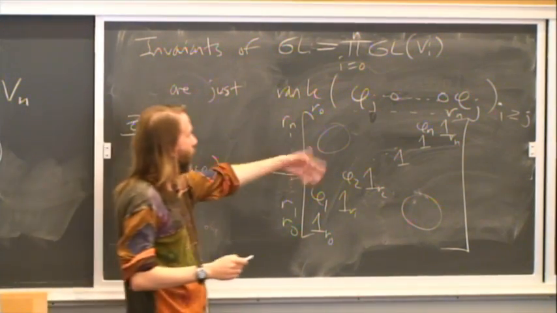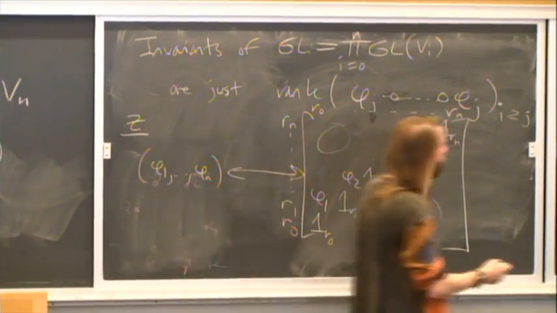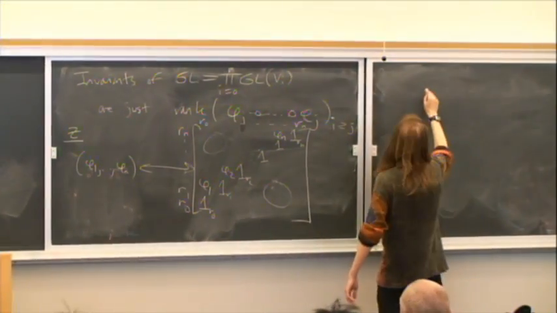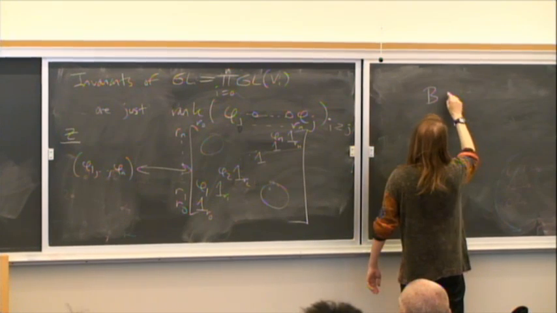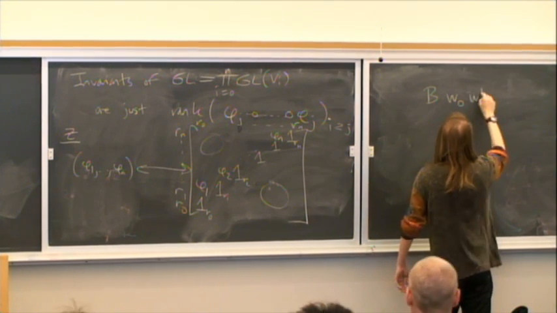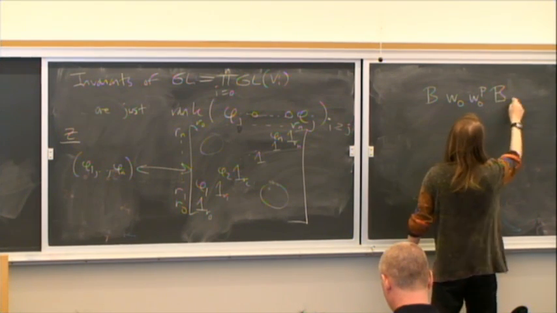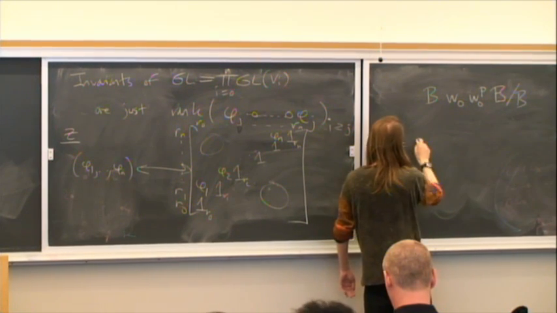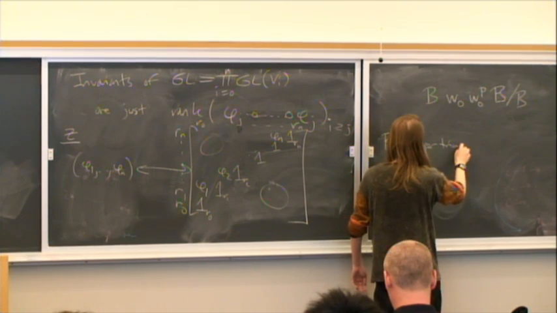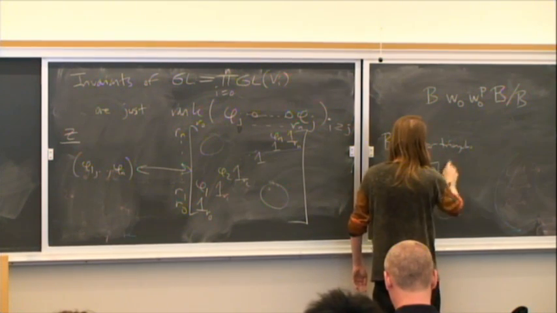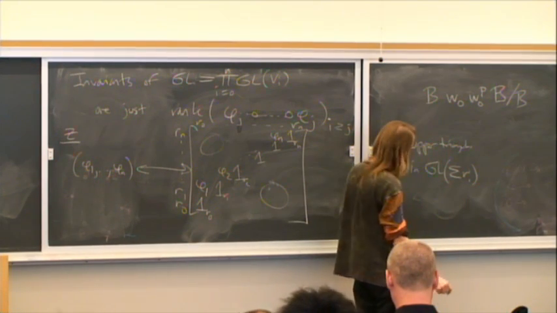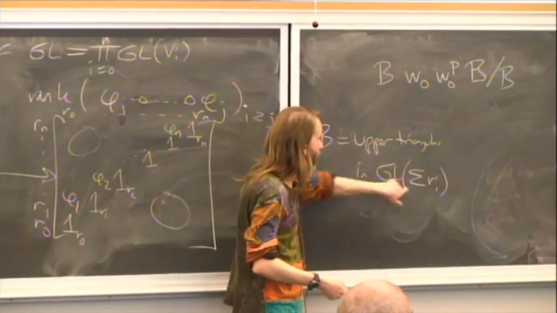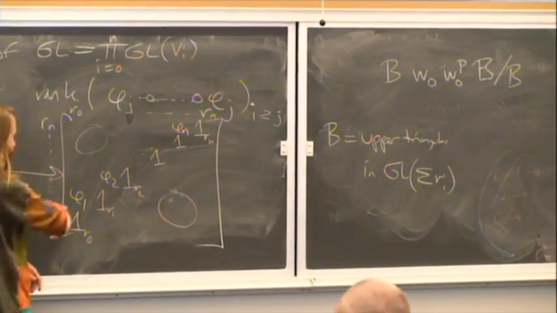So the way you should think about where this matrix lives is, let me think about first, take this space, mod B. So what are these guys? Here, B is the upper triangulars in GL of the sum of these dimensions. W_0 is the anti-diagonal. So GL of the sum of those dimensions, that's where this huge matrix lives, right, in the sum of my dimensions.